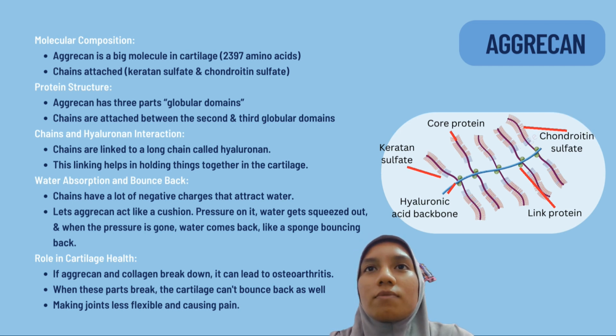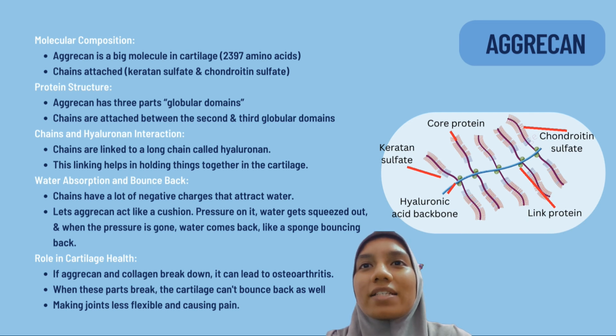The protein structure is the Aggrecan has 3 globular domains and the chains are attached between the second and third domains. The chains are linked to a long chain called hyaluronan. This linking helps in holding things together in the cartilage. The chains have a lot of negative charges that attract water.